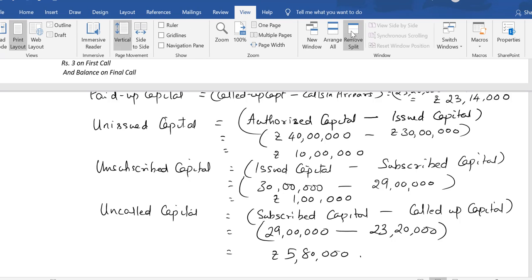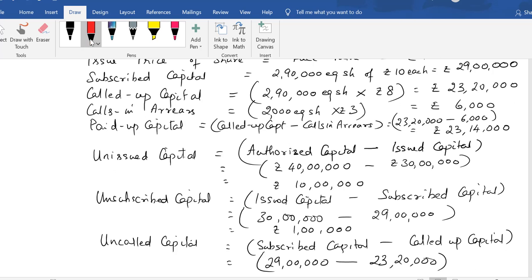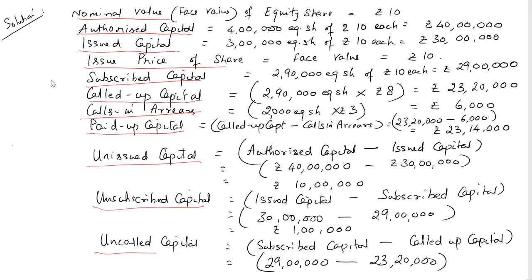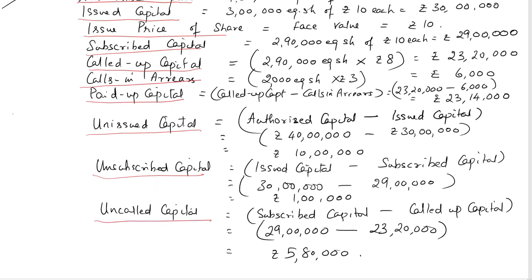I'll remove the split, we can view the answers. So we have the nominal value of the equity share as rupees 10, the authorized capital as rupees 40 lakh, the issued capital as 30 lakh rupees, the issue price of the share is rupees 10, the price at which it's issued, the subscribed capital 29 lakh rupees, the called up capital 23 lakh 20,000 rupees, calls in arrears rupees 6,000, the paid up capital 23 lakh 14,000 rupees, the unissued capital is rupees 10 lakh, the unsubscribed capital is rupees 1 lakh, and the uncalled capital is rupees 5 lakh 80,000.